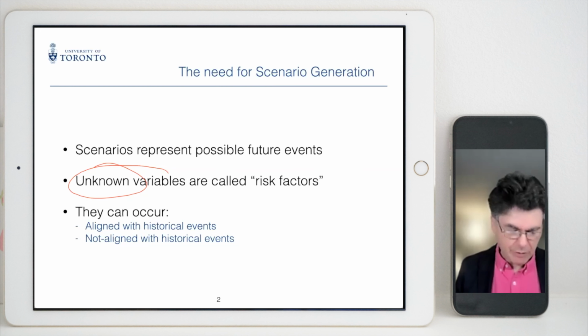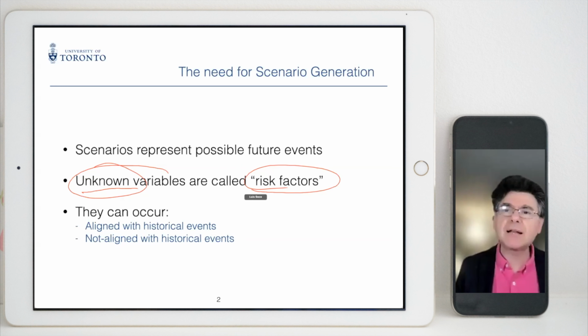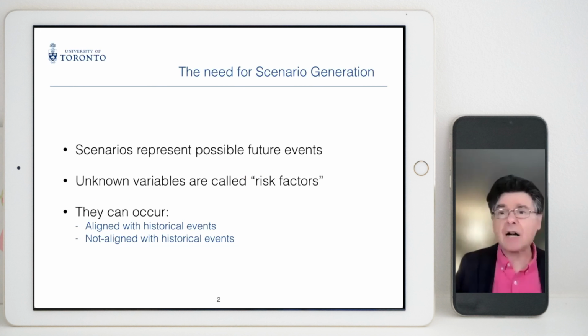For example, interest rates. For example, the price of oil. Okay, well, the price of food, for example, could be a scenario. That's an unknown variable, and they're called risk factors. Anything that affects your portfolio and you have no idea what is going to be in the future is called a risk factor. And the scenario generation applies to risk factors. Okay?